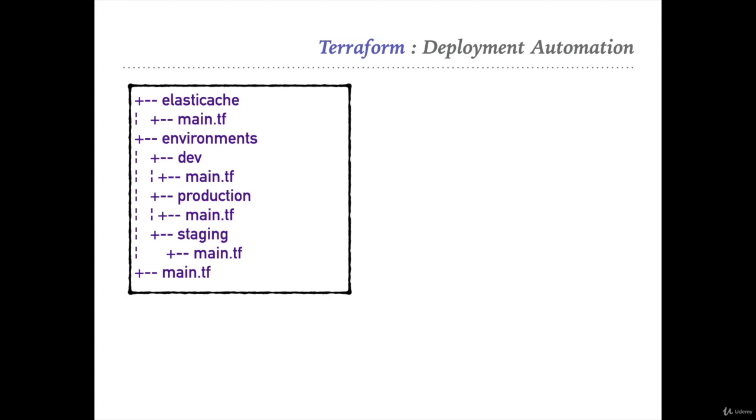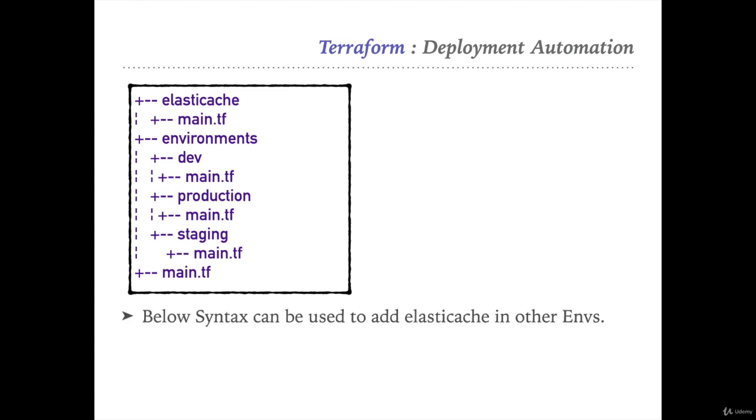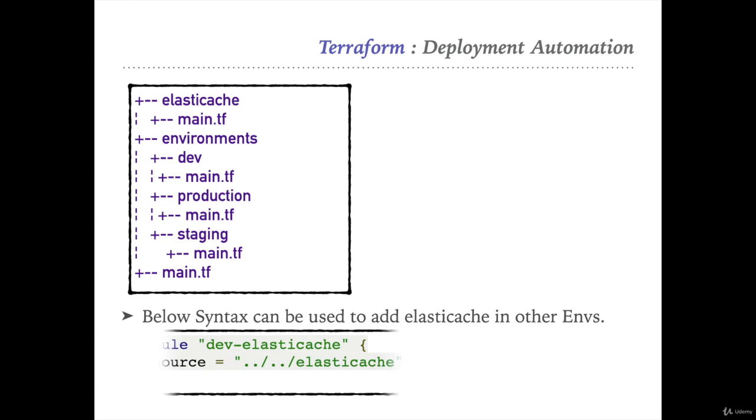Whenever we need to use the elastic cache as a module, we will use that module inside the dev main.tf, production main.tf or staging main.tf. This way, we don't need to create the resource definition in each environment separately, right? We will create the resource definition at a single place, and we just refer to that definition in the different environments with the help of the module call. Below is the syntax that can be used to add the elastic cache in the other environments. It means how we can use the elastic cache as a module.